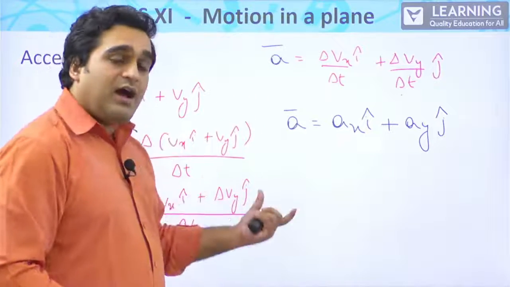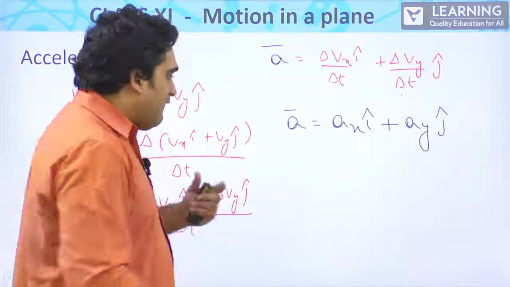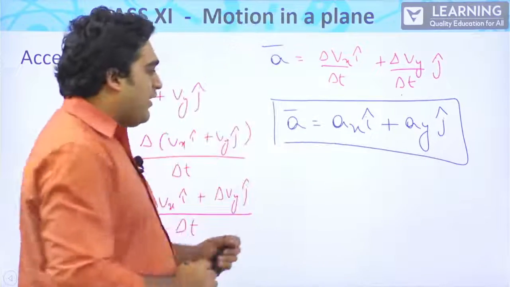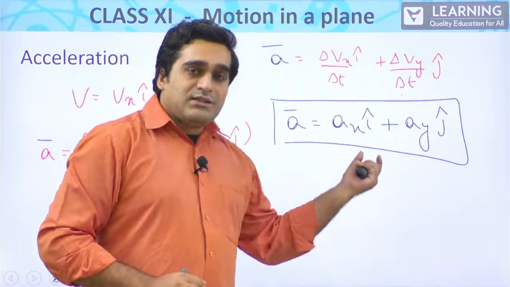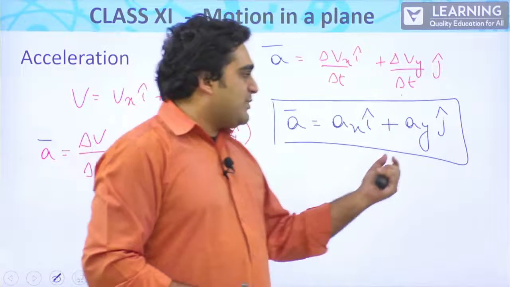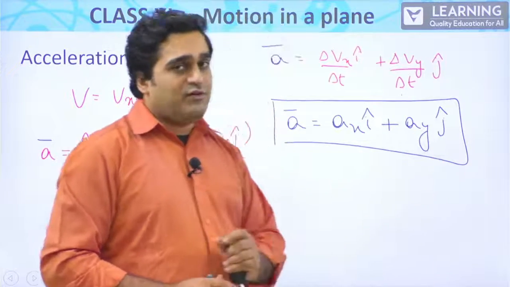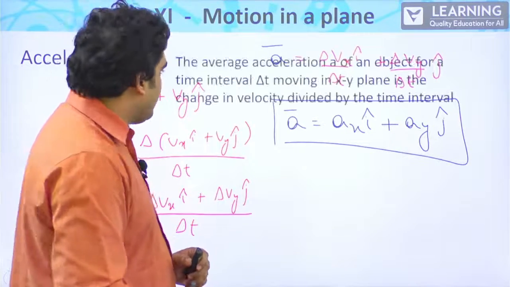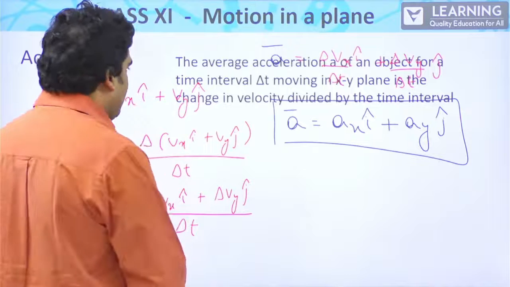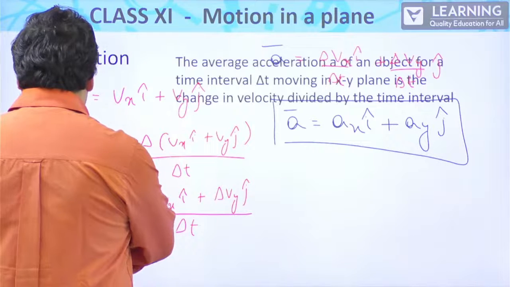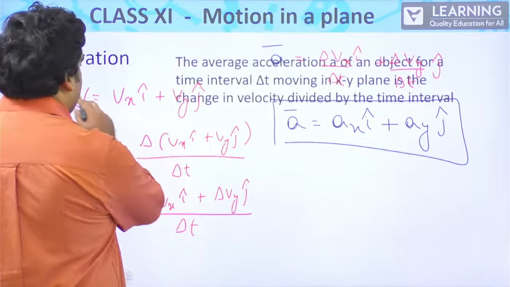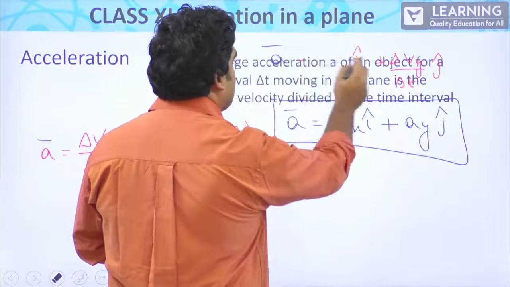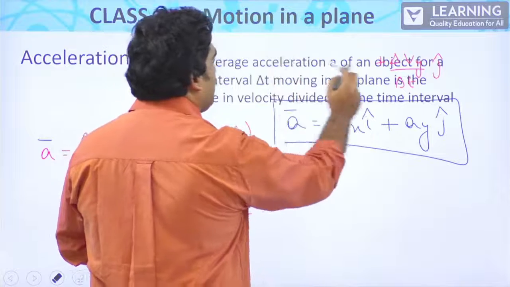So this is how you define an average acceleration, where you have the x component of acceleration as well as the y component of acceleration. So let's look at the quick definition of this. I'll erase the remaining. This we already know. This, I hope you have written it down.